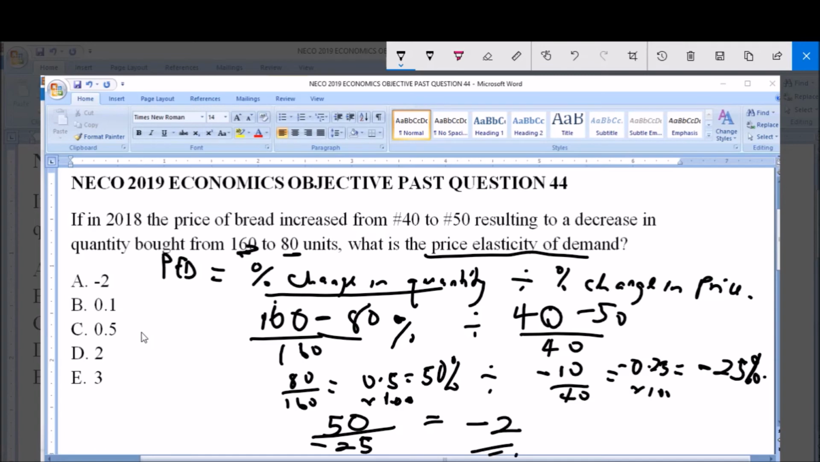So minus 2 is option A. So option A, -2, is the correct answer to this question. And in statement form, you can say that demand is elastic because it is greater than 1, and the change in quantity is higher than the change in price.